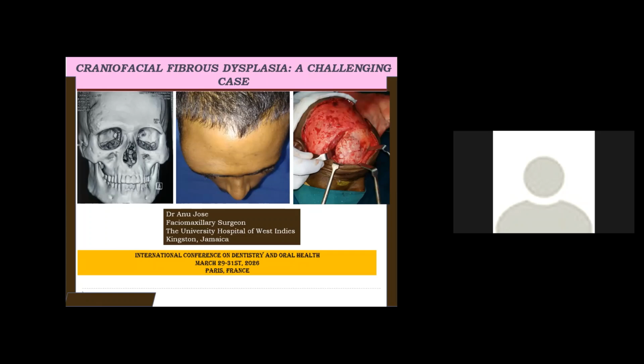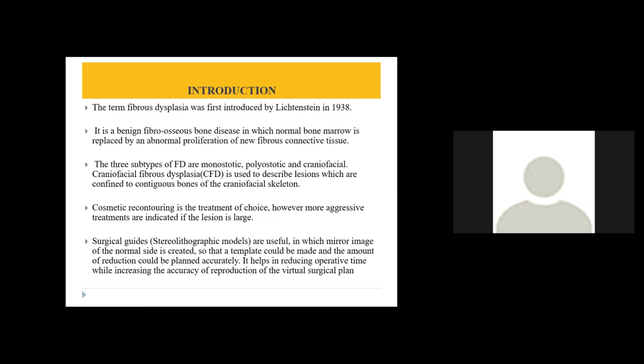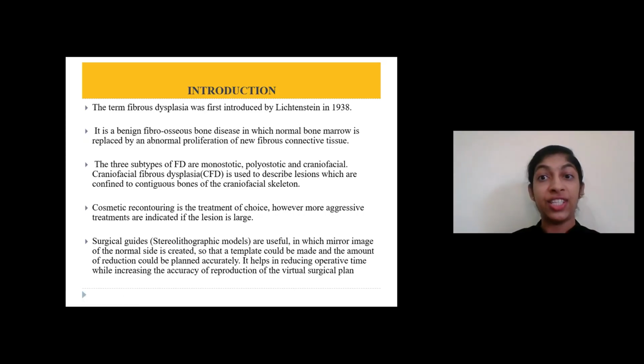I am presenting a case on craniofacial fibrous dysplasia. The term fibrous dysplasia was first introduced by Lichtenstein in 1938. It is a benign fibro-osseous bone disease in which normal bone marrow is replaced by an abnormal proliferation of new fibrous connective tissue. The three subtypes of fibrous dysplasia are monostotic, polyostotic, and craniofacial. Craniofacial is used to describe lesions which are confined to contiguous bones of the craniofacial skeleton.